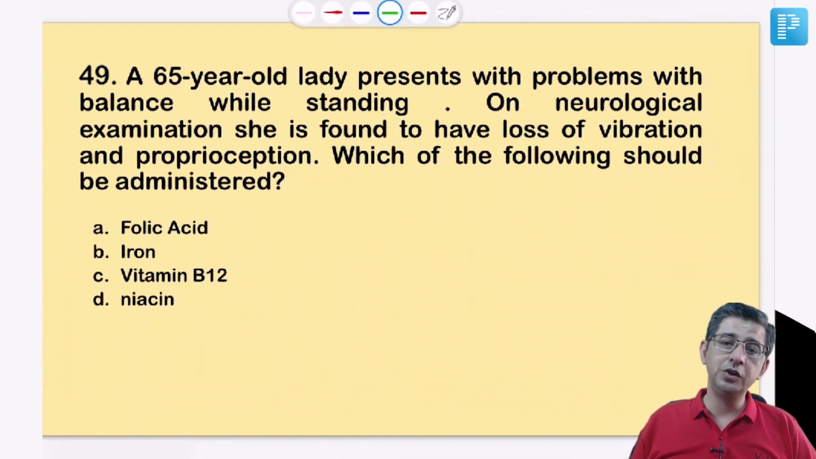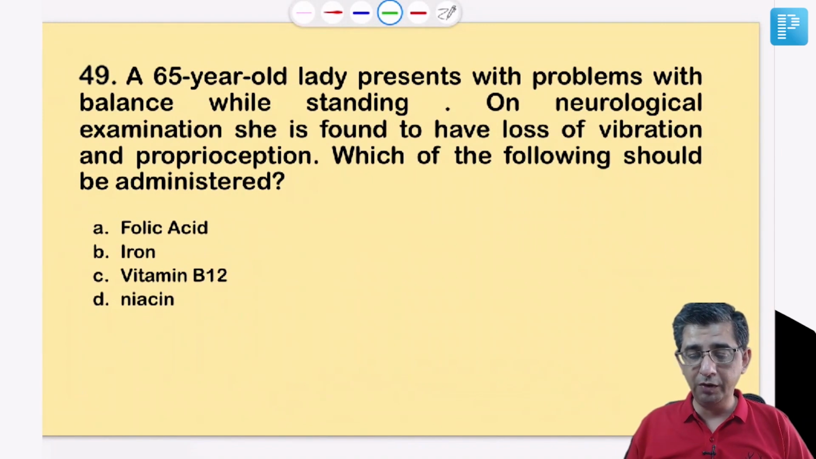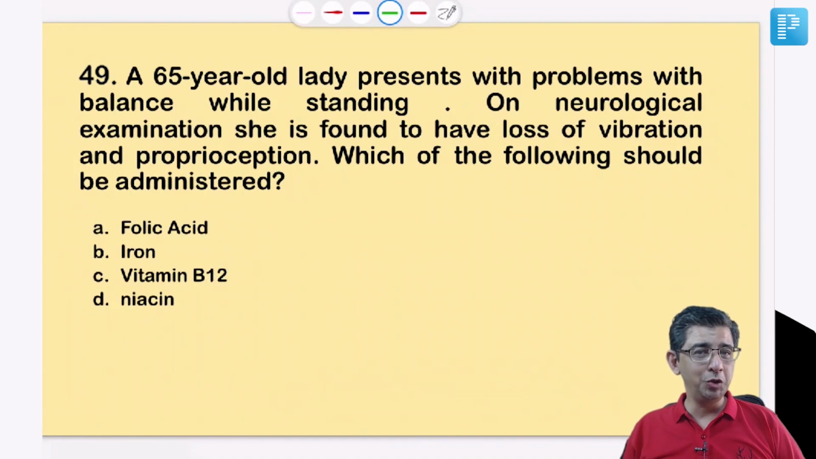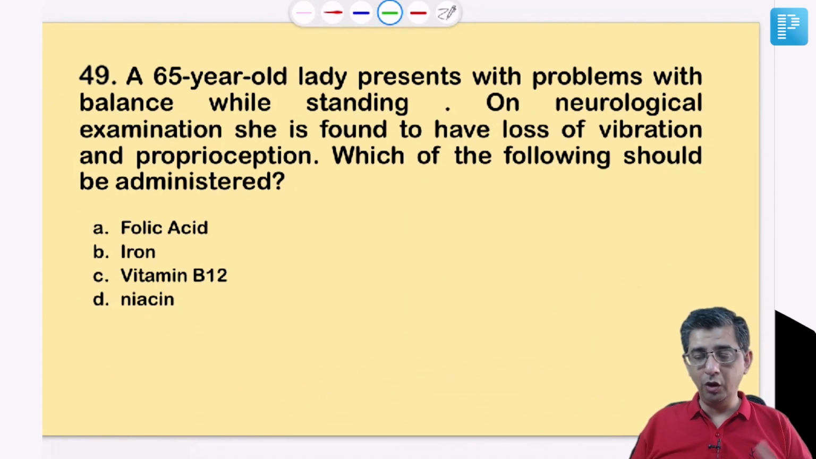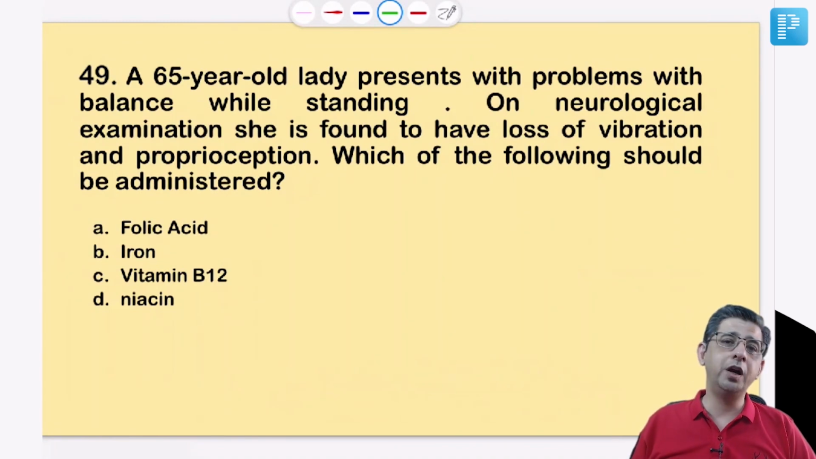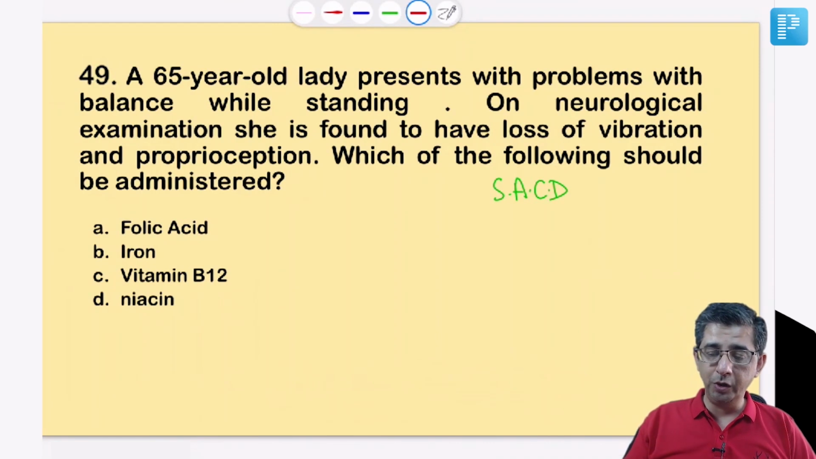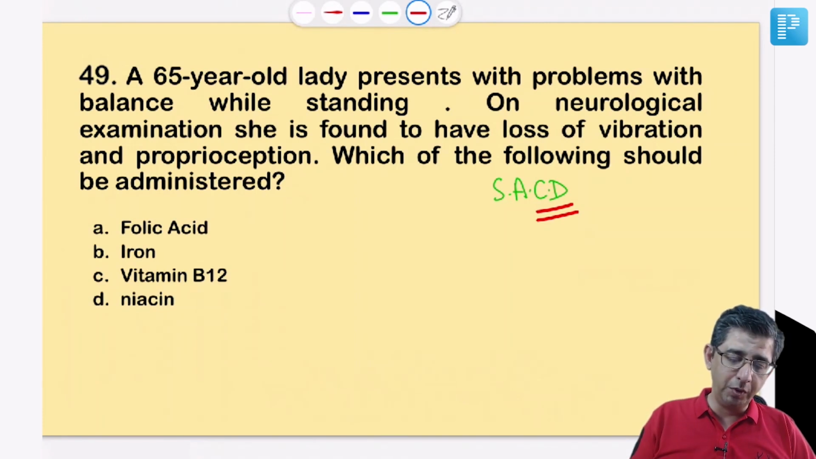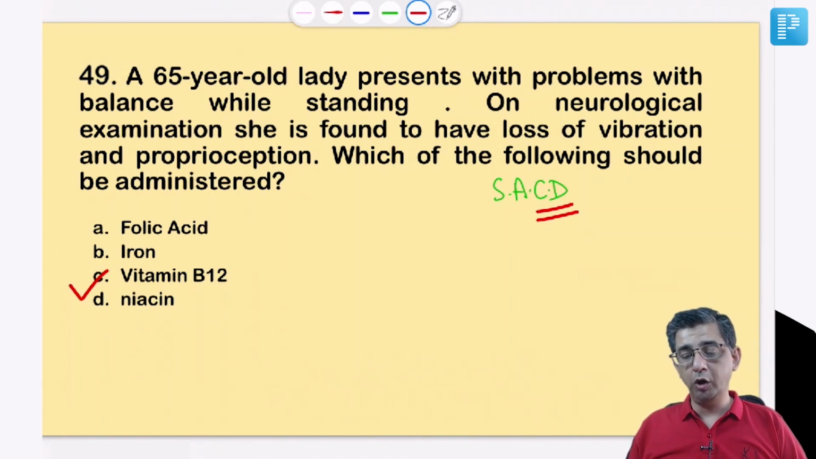Coming to the last one, this talks about this lady who's having problems with balance while standing. So he's talking about proprioception issues in the patient, and there's loss of vibration as well. So what should be administered? He's pointing towards demyelination of the dorsal column. The disease that he's talking about here is subacute combined degeneration of the spinal cord, a hot favorite of our examiners. The cause of that happens to be vitamin B12 deficiency. The answer will be option number C.